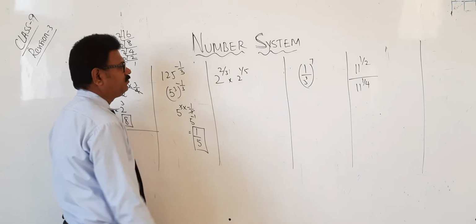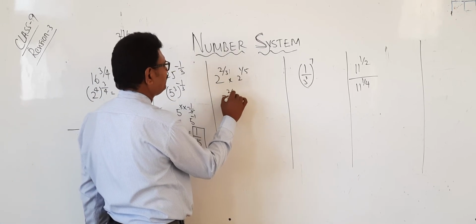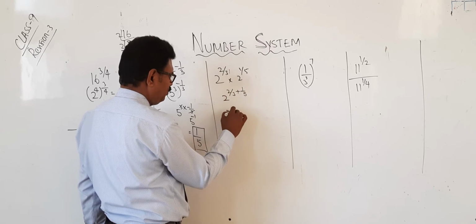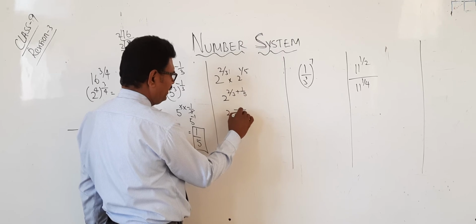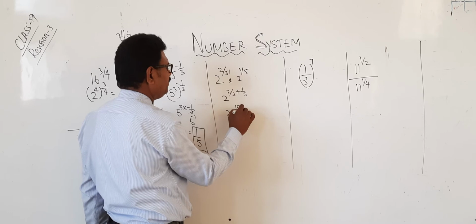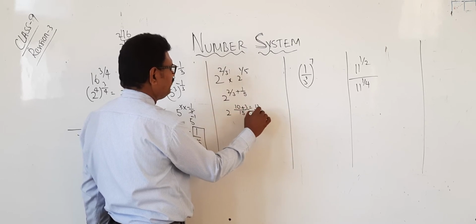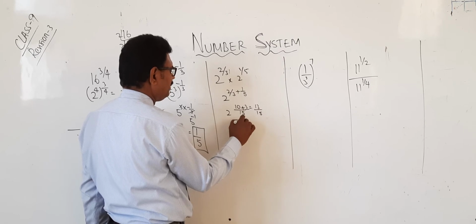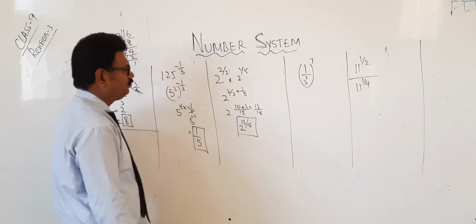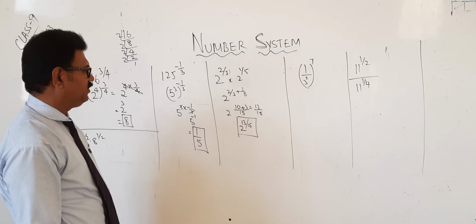Right? Next. 2 to the power of, into is there, therefore we have to do plus. 2 by 3 plus 1 by 5. What is the LCM? 15. 3 5 ja, 5 2 ja, 10. 5 3 ja, over. So it is nothing but 13 by 15. Therefore 2 to the power of 13 by 15. Okay, right.